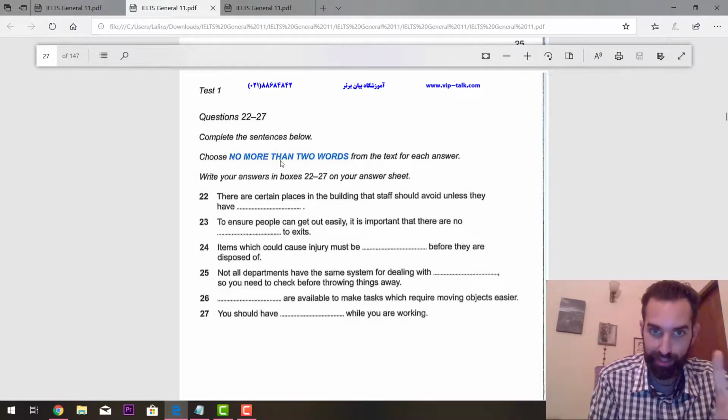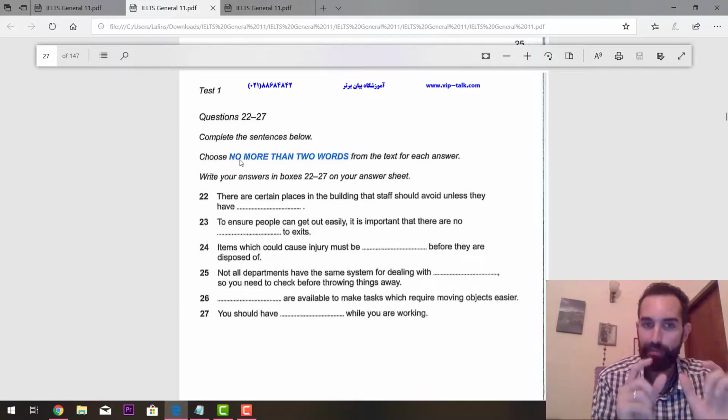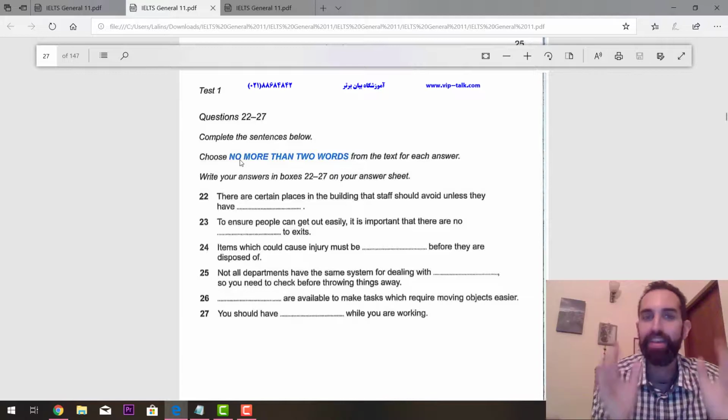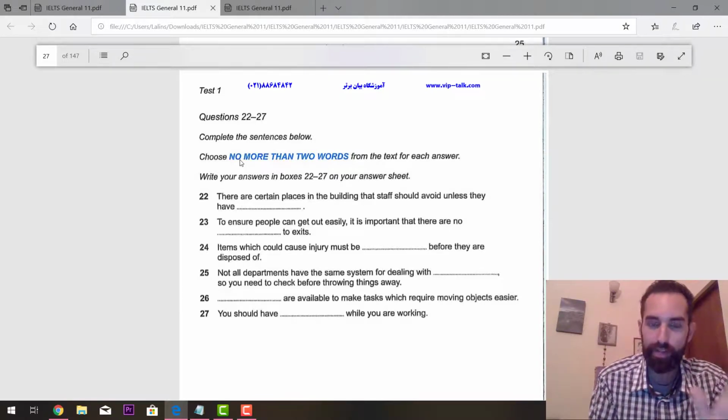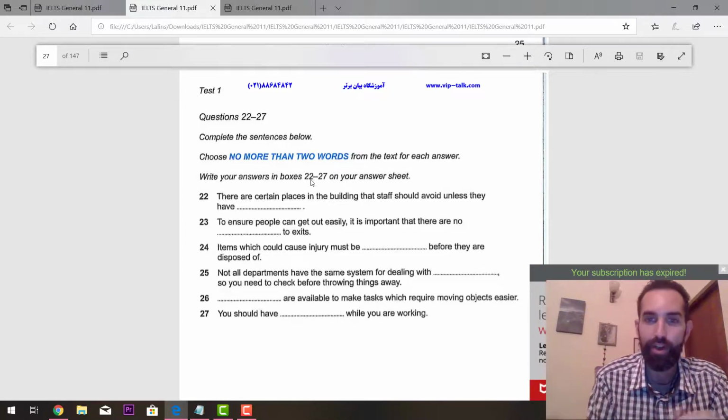So these bold sections, this capitalized blue bold section, that is most important. You can't choose more than 2 words. Anything above 2 words, you've got the wrong answer entirely. All right? So now write your answers in boxes 22 to 27 on your answer sheet.